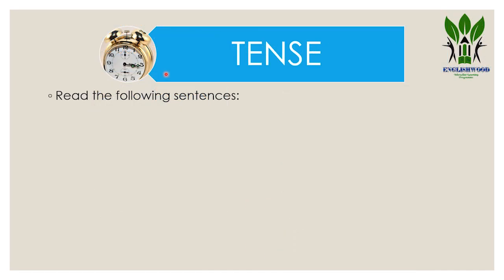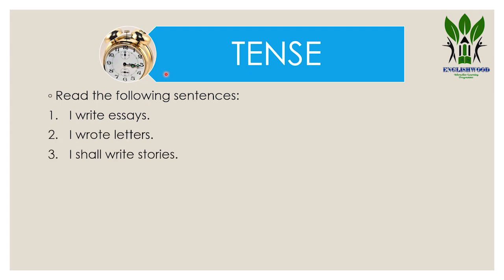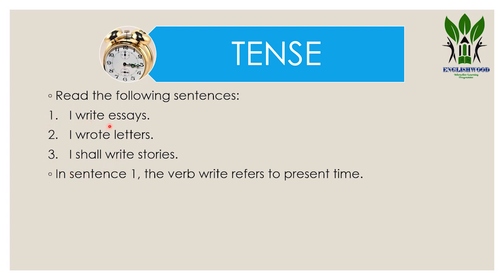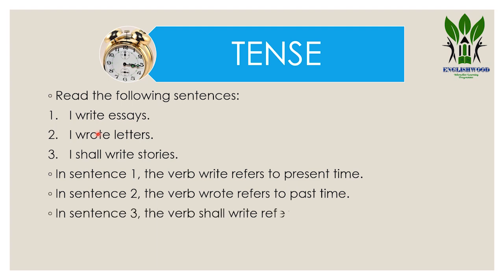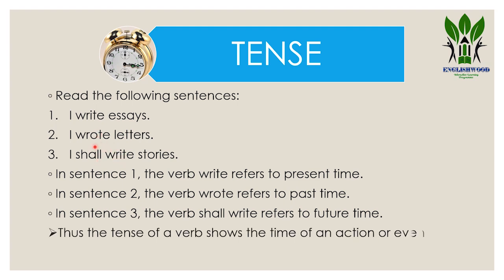Right. Read the following sentences. I write essays. I wrote letters. I shall write stories. In sentence 1, the verb write refers to the present time, right? In sentence 2, the verb wrote refers to the past time. In sentence 3, the verb shall write refers to the future time. Thus, the tense of a verb is the time of an action or event. Alright, therefore, the tense of a verb.